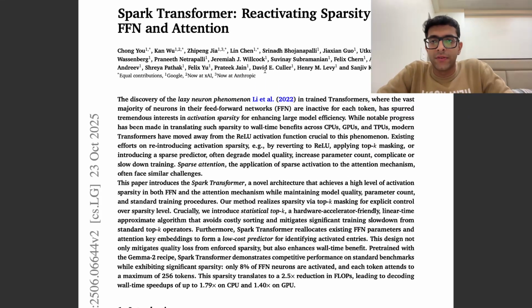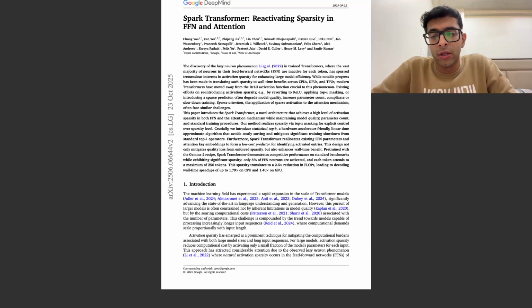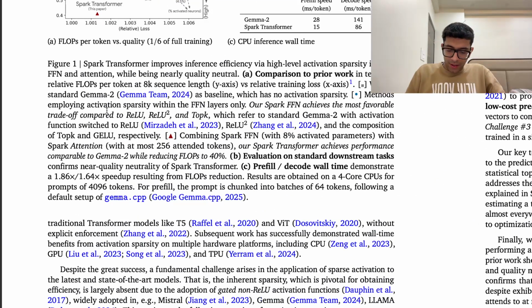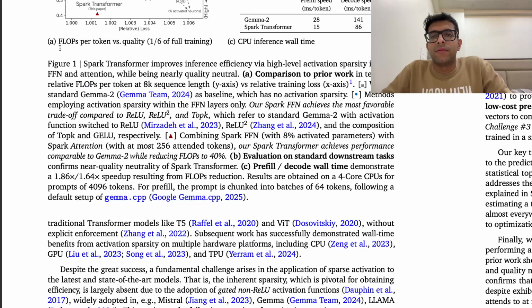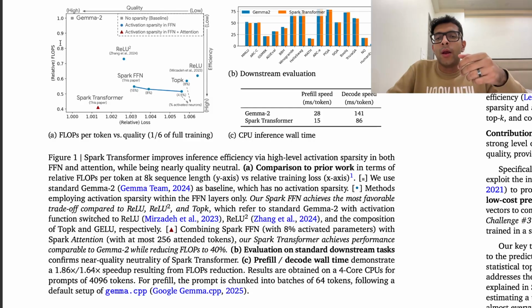Spark Transformer is a very inherent change in architecture that helps us look at transformers in a whole new spark. So let's just pick it up. Firstly, let's look at the first graph over here. Here we're comparing ReLU, Spark FFN, Top K, and ReLU squared, on the basis of FLOPs per token and quality.